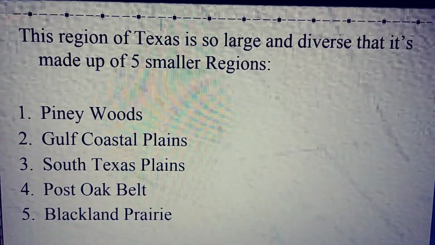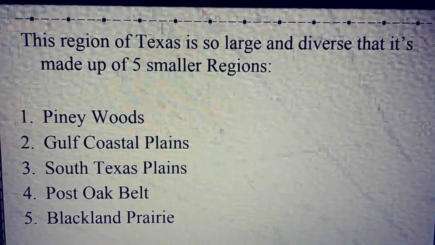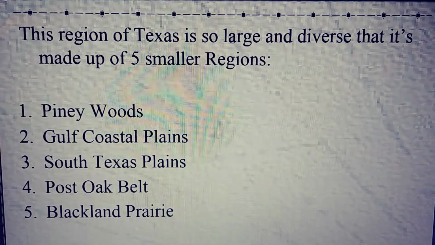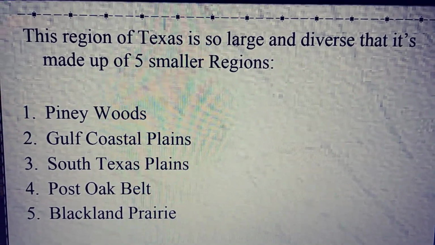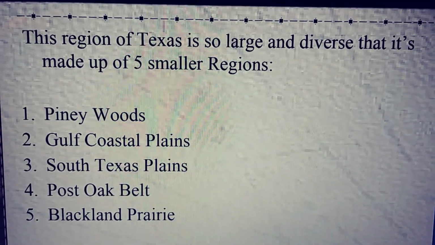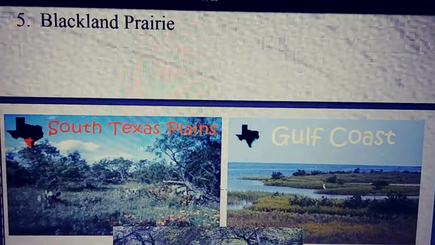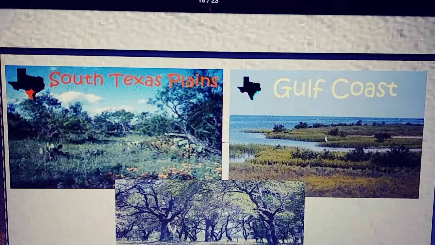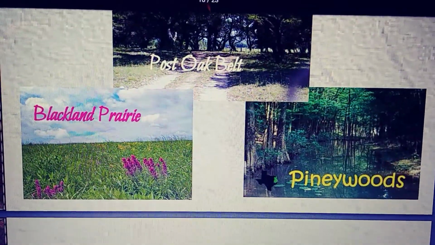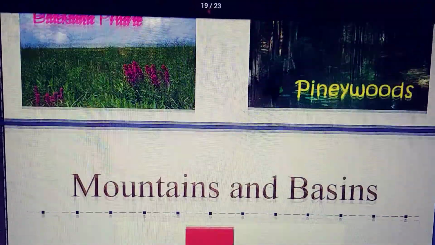The Coastal Plains. This region of Texas is so large and diverse that it's made up of 5 smaller regions: the Piney Woods, the Gulf Coastal Plains, South Texas Plains, Post Oak Belt, and the Blackland Prairie. Okay, then you got what looks like some postcards of all of these 5 sections. Okay, there they are. Pretty pictures.